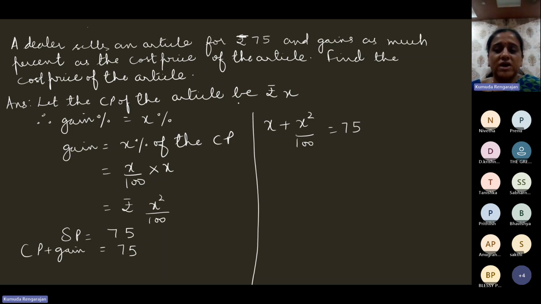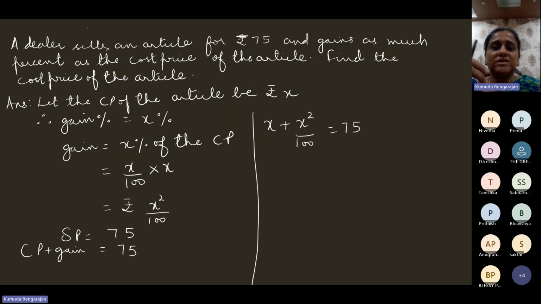So let the cost price of the article be rupees X. Then the gain percent is X percent. CP is X, so X percent is the gain percent. So how do you find the gain? Gain is always a percentage of the cost price. Gain can be expressed in two ways, as a percentage and in rupees.